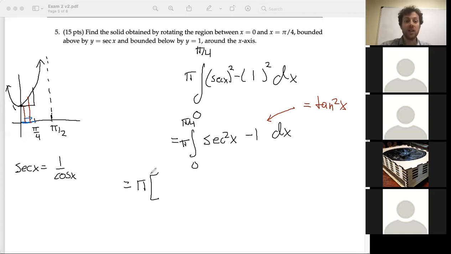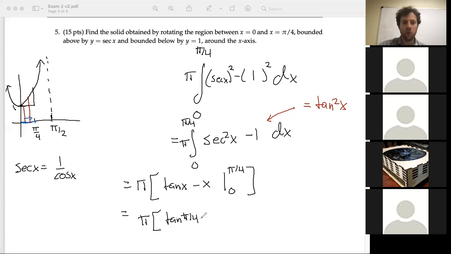So secant squared, its integral is just regular tangent. And minus 1, its integral is just x. It picks up the variable since it's just a constant. And so that's what we're evaluating from 0 to pi over 4. It turns out if you put 0 into both of these, you get 0. Well, obviously, you put it in x, you get 0, but tangent of 0 is also 0. And so what we're left with is tangent of pi over 4 minus pi over 4, and tangent of pi over 4 is 1.